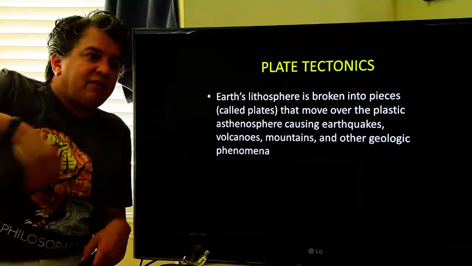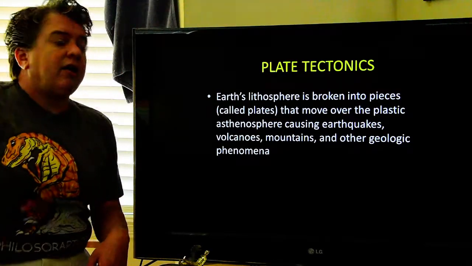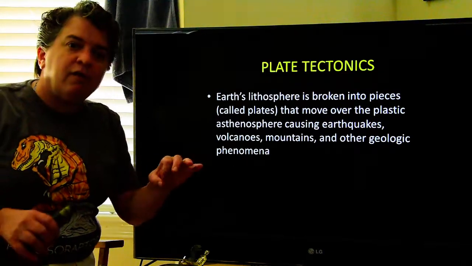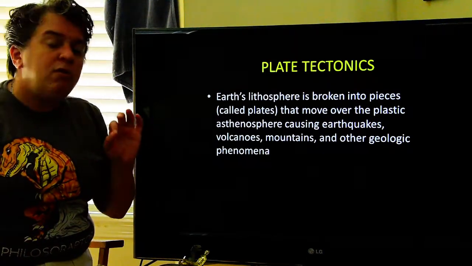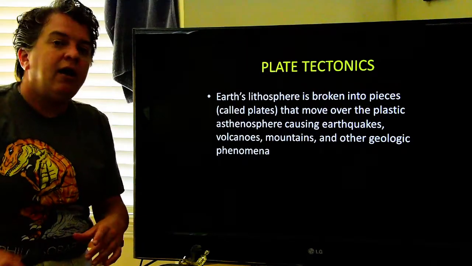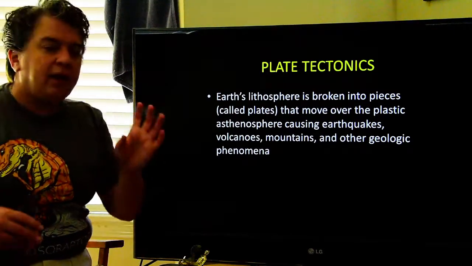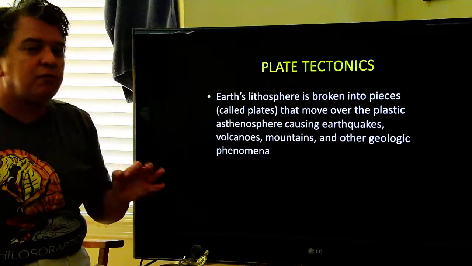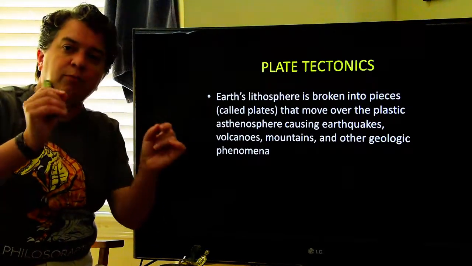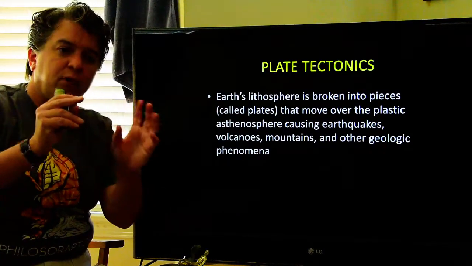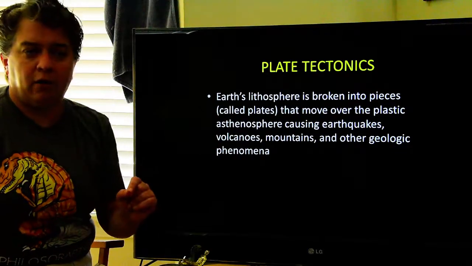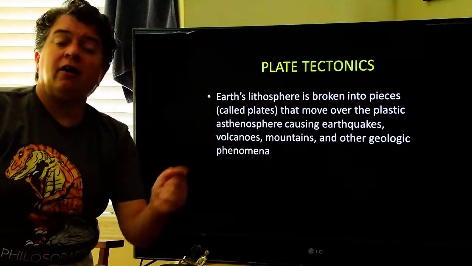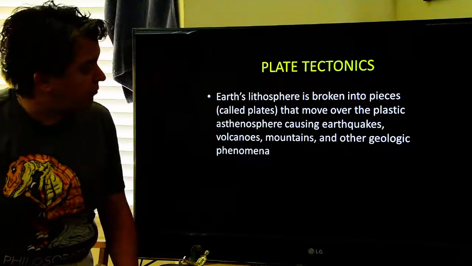All right, so plate tectonics. Plate tectonics states that Earth's lithosphere is broken into pieces. Those are the plates that move over the plastic asthenosphere, and when they move, they cause earthquakes and volcanoes and mountains and all kinds of other geologic processes to occur. So basically that outermost shell of the Earth, the lithosphere, is broken up and it's constantly moving around. How fast does it move? Usually only a few centimeters every year, about as fast as fingernails grow.